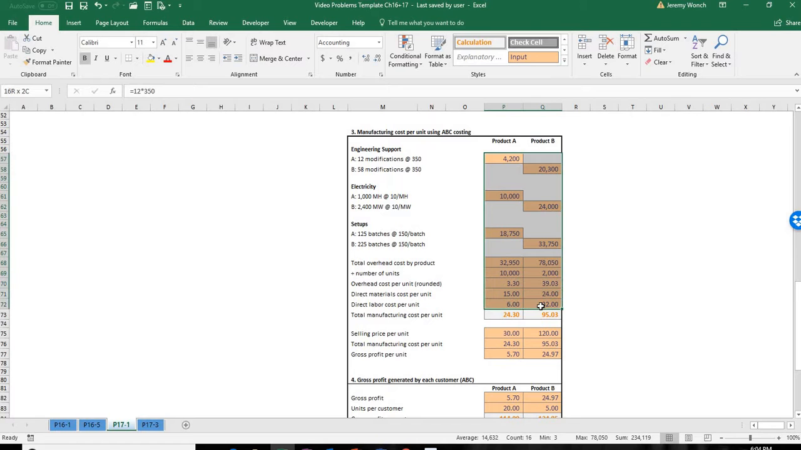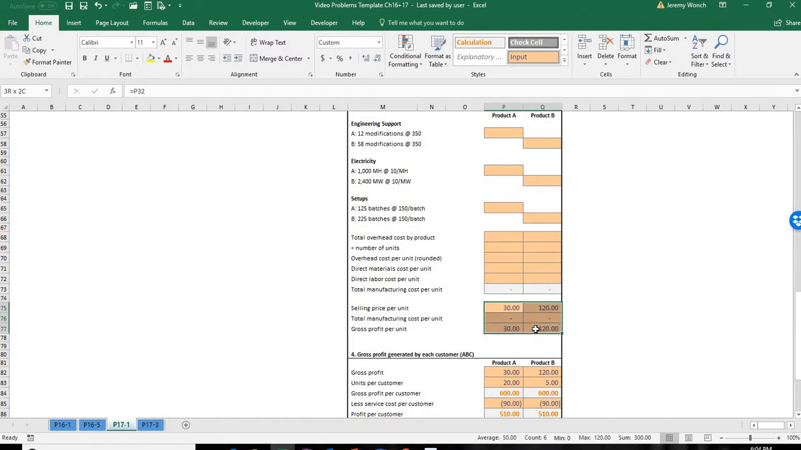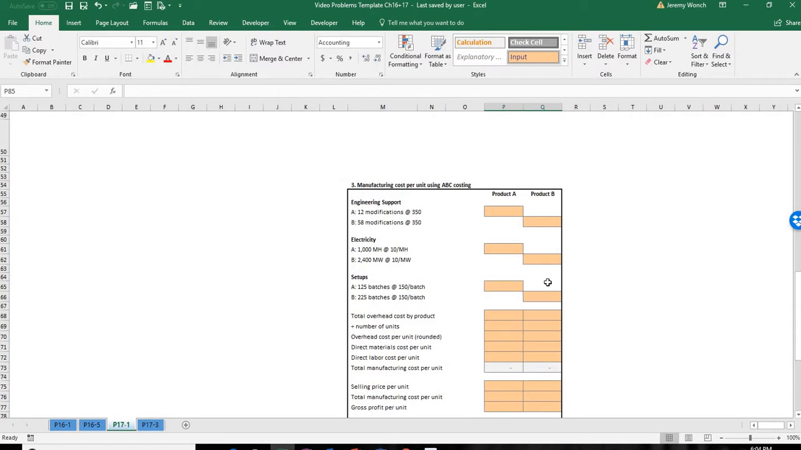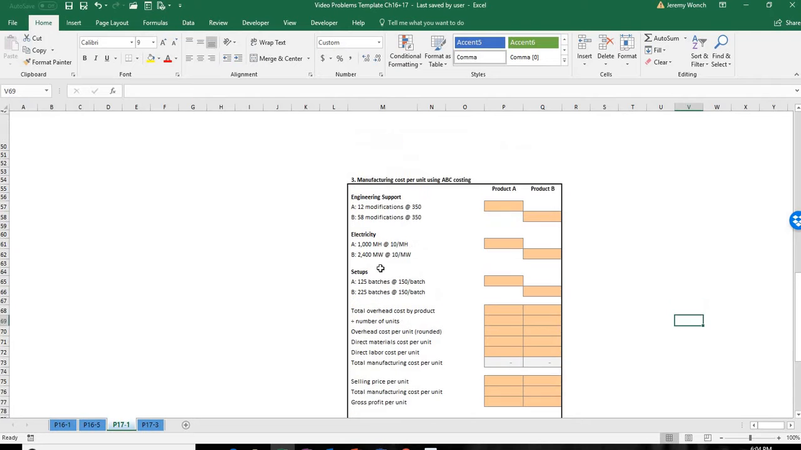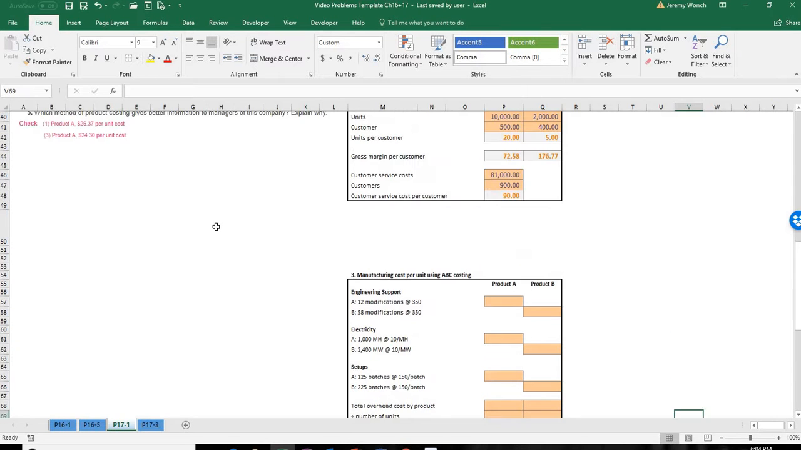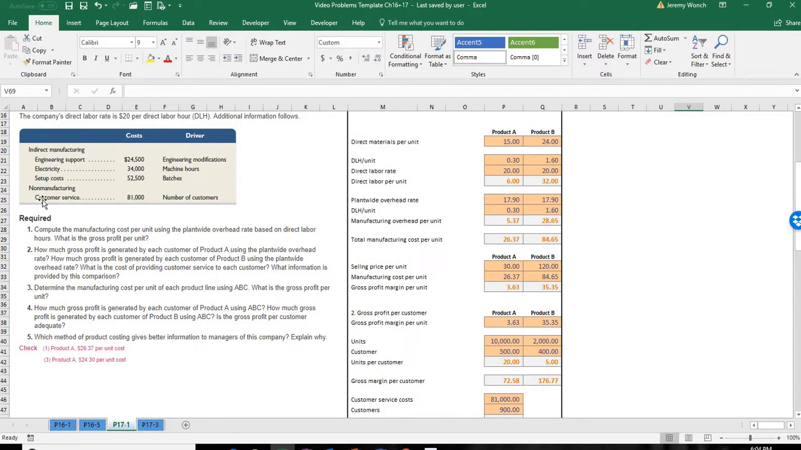Let me erase that out. Let me take that out so we can actually work through this. And so instead of having all our overhead lumped together, we want to break that out between what we've identified. We actually have 3 different categories: our engineering, electricity, and setup cost.